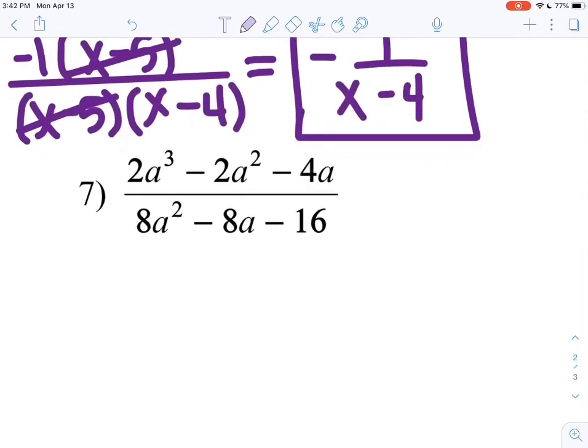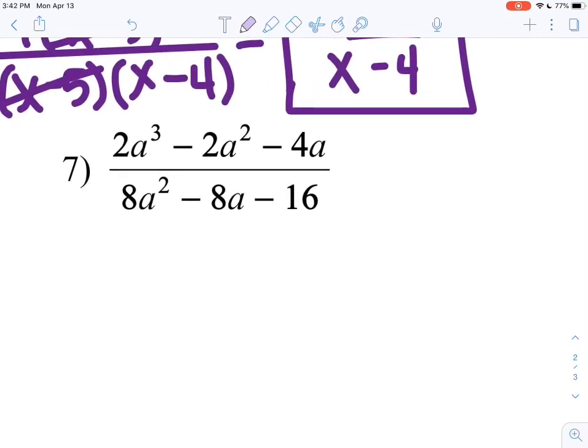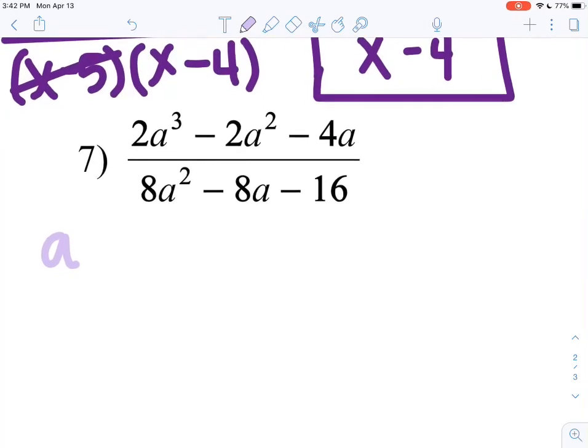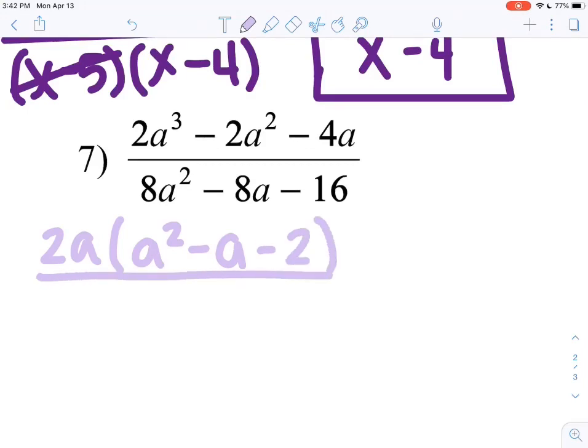Okay, number 7. So before I completely factor, I see I have a GCF in the numerator of a, so I'm going to take that out. So then I have 2a squared. Oh, sorry, I have a bigger GCF than that. It's 2a. So I get a squared minus a minus 2. In the denominator, I have a GCF of 8. So then I get a squared minus a minus 2.